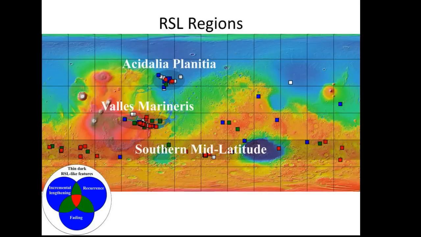Then we've got, these are the three regions I've broken it down into. So we've got Acidalia Planitia up here in the north, Valles Marineris right around the equator, and then the whole southern mid-latitude band.